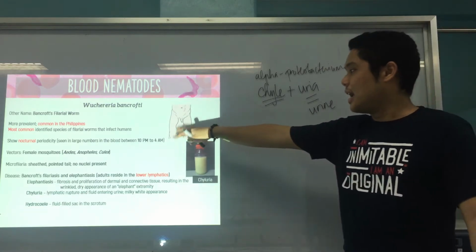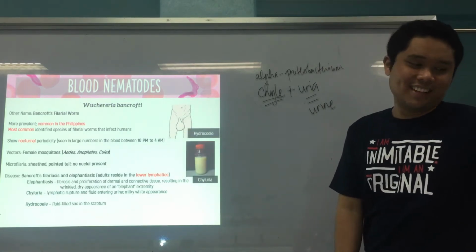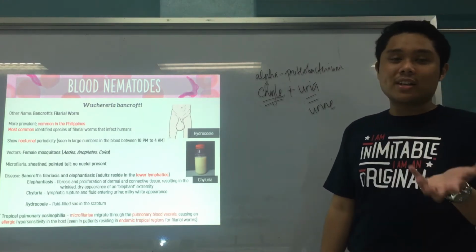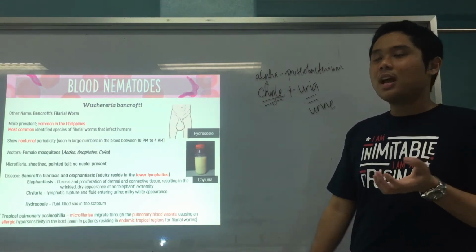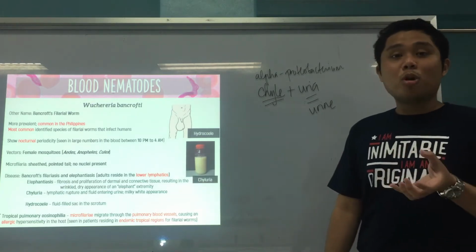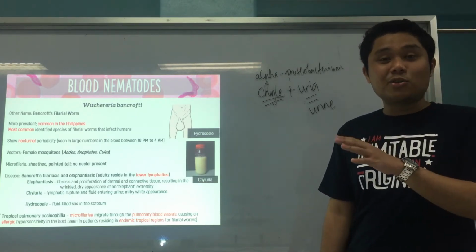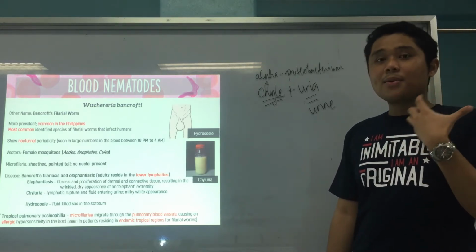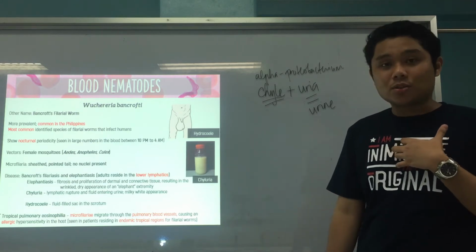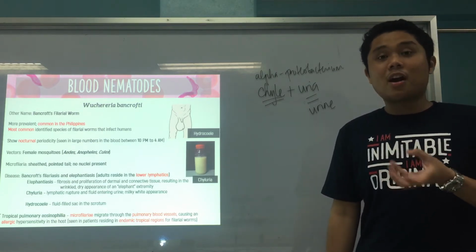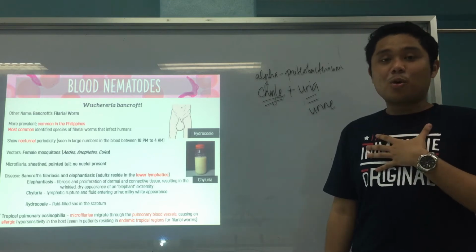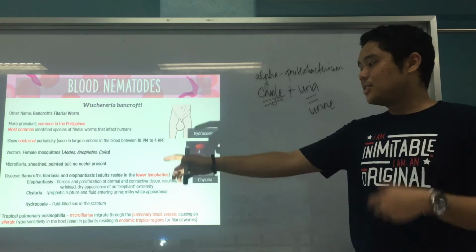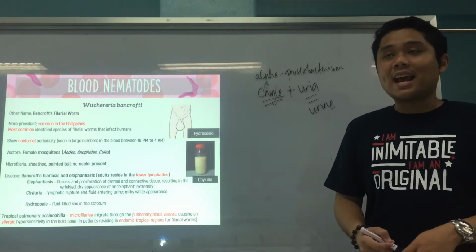So here's an example again, hydrocele. And in endemic tropical regions, patients experience what we call tropical pulmonary eosinophilia, meaning increased eosinophils and allergic reactions. That happens when the worms migrate in the pulmonary blood vessels. So the adult or the microfilaria worms will invade your pulmonary blood vessels. They lead to allergic reactions, hypersensitivity reactions. That's known now as tropical pulmonary eosinophilia.